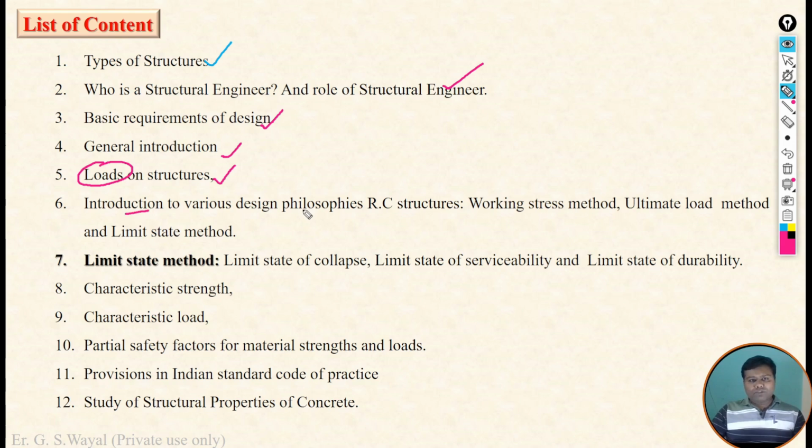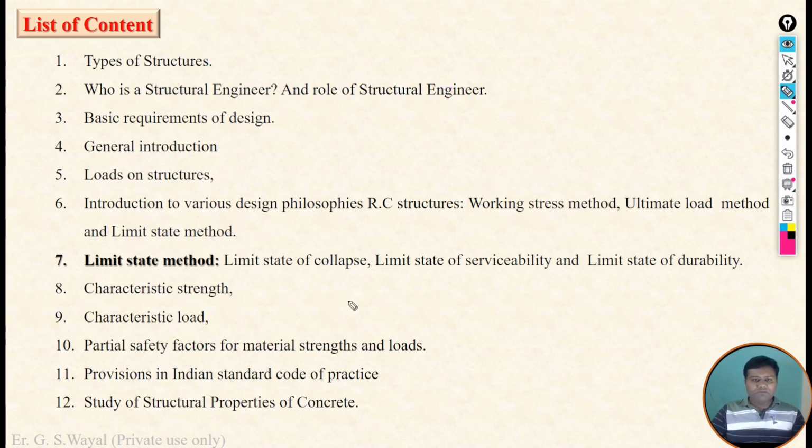Then we will discuss an introduction to various design philosophies for RCC structures, like the working stress method, ultimate load method, and the limit state method. Basically we are using two methods, the working stress method and the limit state method. A few structures, like the water tank, we design using the working stress method, and for a few elements of structures we use the limit state method. We will discuss what the working stress method and the limit state method are, but instead of the working stress method, we will mostly focus on the limit state method.